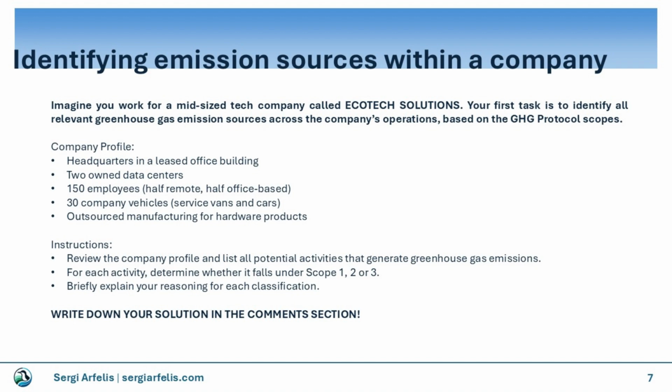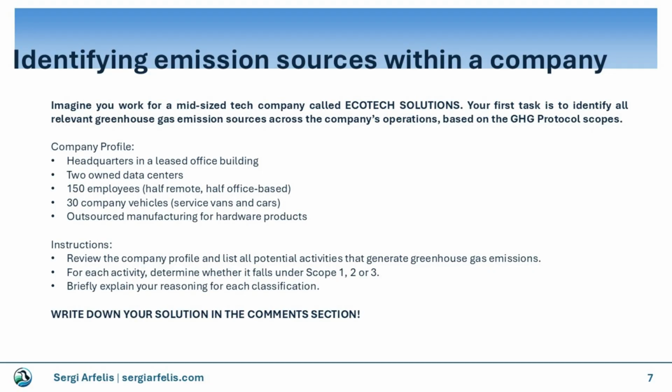Ecotech Solutions has its headquarters in a leased office building, owns 2 data centers, employs 150 people, half of whom work remotely and half in the office, operates a fleet of 30 company vehicles, and outsources the manufacturing of its hardware products. Your challenge is to look at each of these activities and ask yourself, which ones generate greenhouse gas emissions, and how should they be classified? Feel free to pause the video and write down your solution in the comments section.